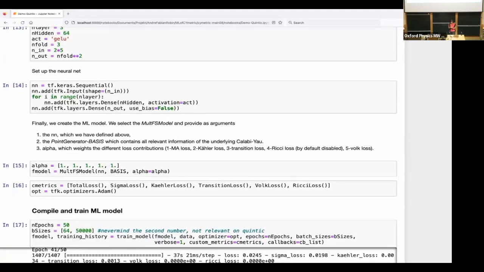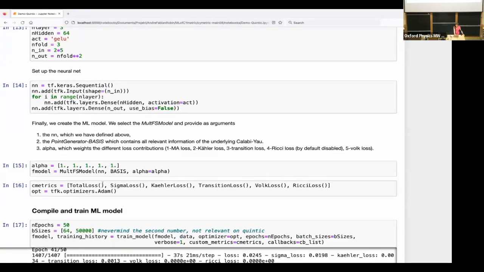So TensorFlow is a machine learning library. It has functionality for how to build your neural networks, and here we are using that. So here we have our neural network, and then we want to use this for the purpose that we have, which is to learn the Calabi-Yau metric.